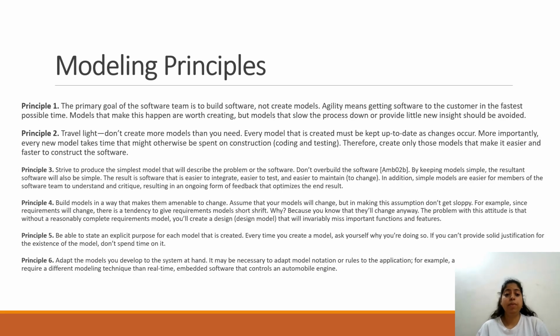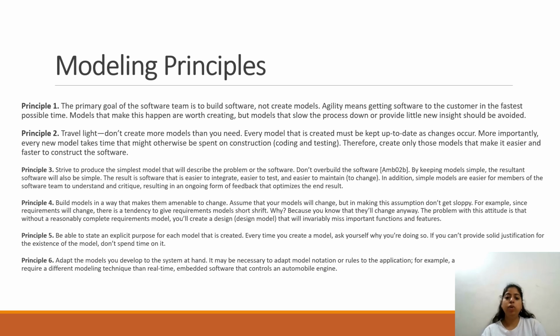Modeling principles. Principle number one. The primary goal of the software team is to build software, not create models. Agility means getting software to the customer in the fastest possible time. Models that make this happen are worth creating, but the models that slow down the process or provide less insight should be avoided.